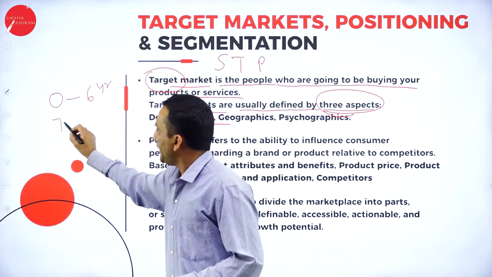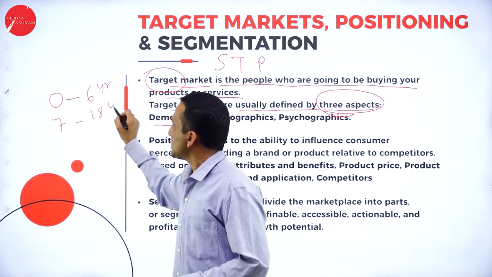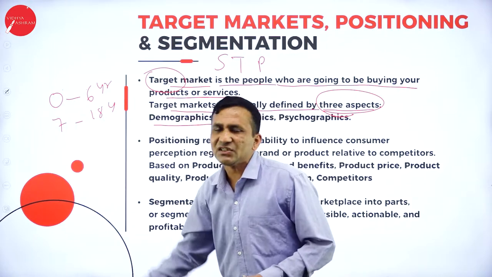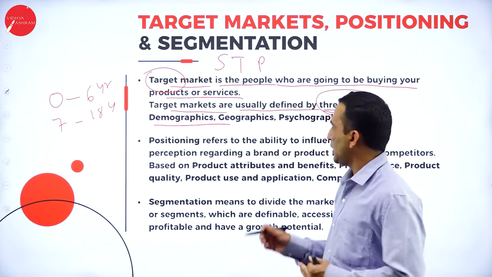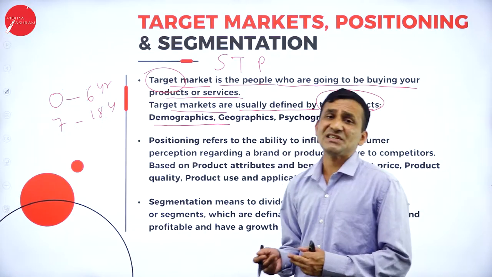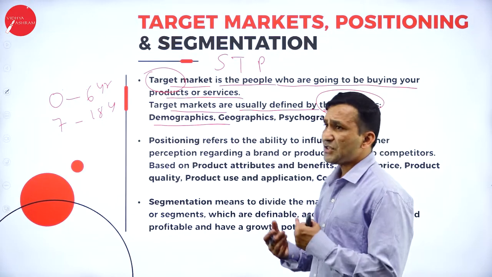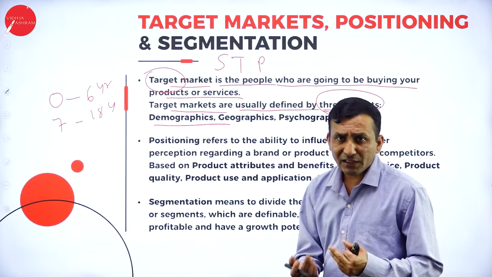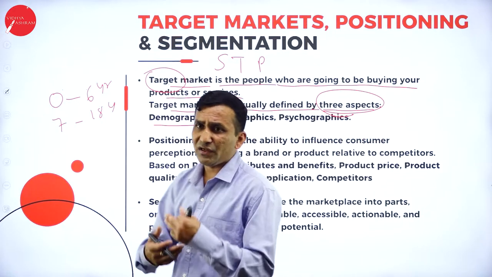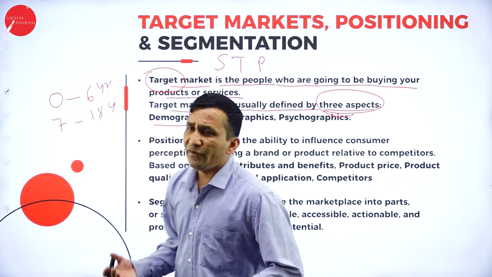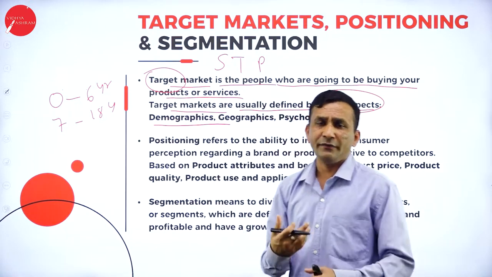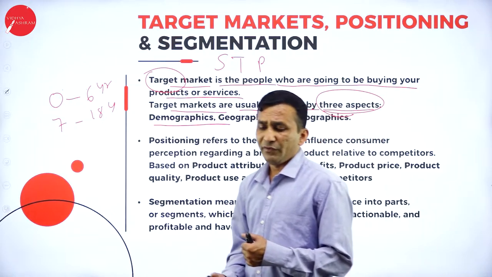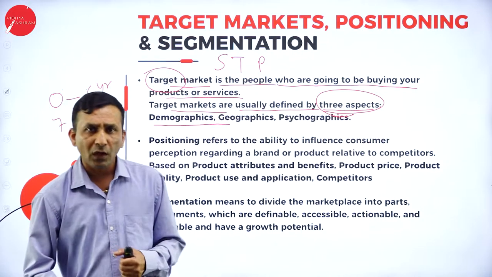Or 7 years to 18 years, though these are the age compositions, right? So that's what I need to clearly set: who are my customers, who is ready to purchase, based on the marital status, based on the income level. So we will completely cover this in the demographic slide coming up, when we are doing the marketing environment.